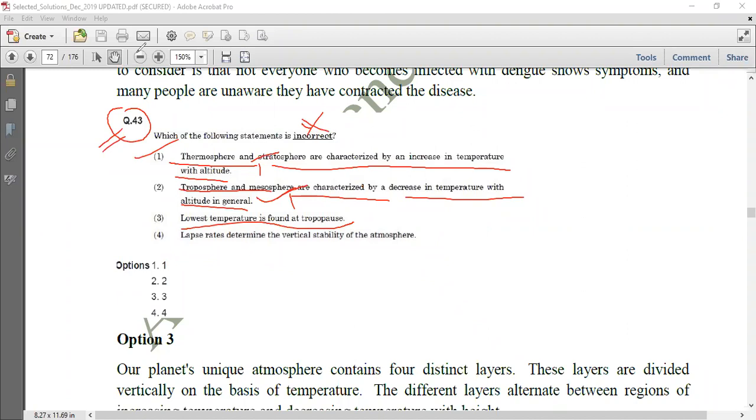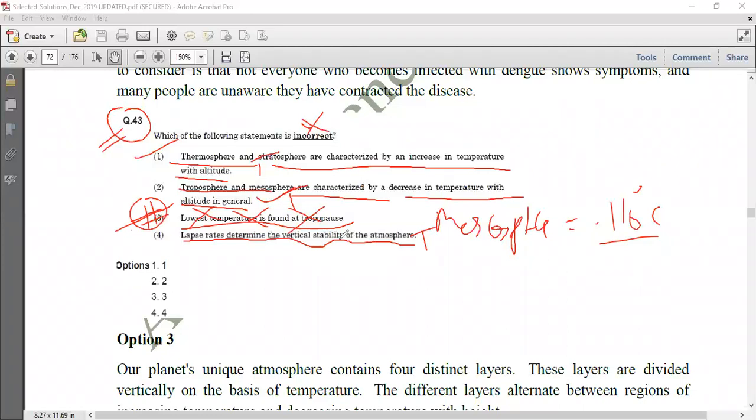This is absolutely wrong. At tropopause, the temperature is constant, right? If I am not wrong, it is the mesosphere, which has -110 degree Celsius. Mesosphere में होता है lowest, आपका -110 degree C. Right. Then the fourth statement, the lapse rate determines the vertical stability of the atmosphere. Yes, this is true. This is also true. So among them, only the third statement is not true. So third is the correct answer because they are asking which of the following is incorrect.